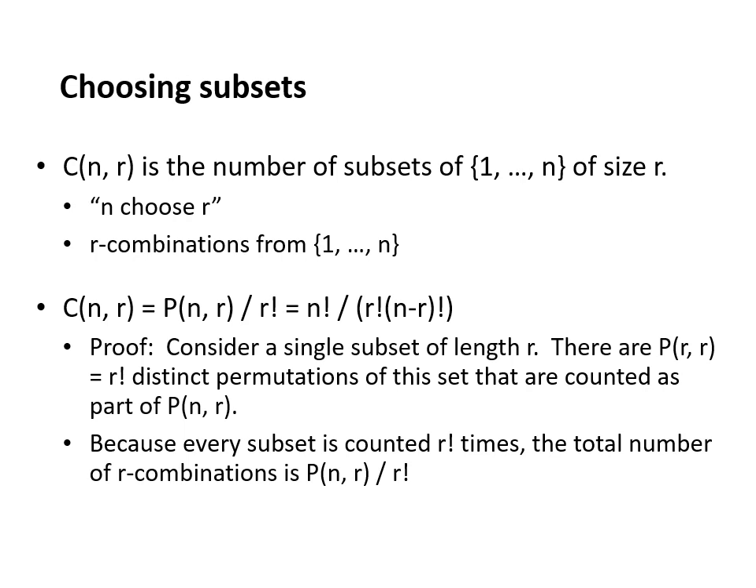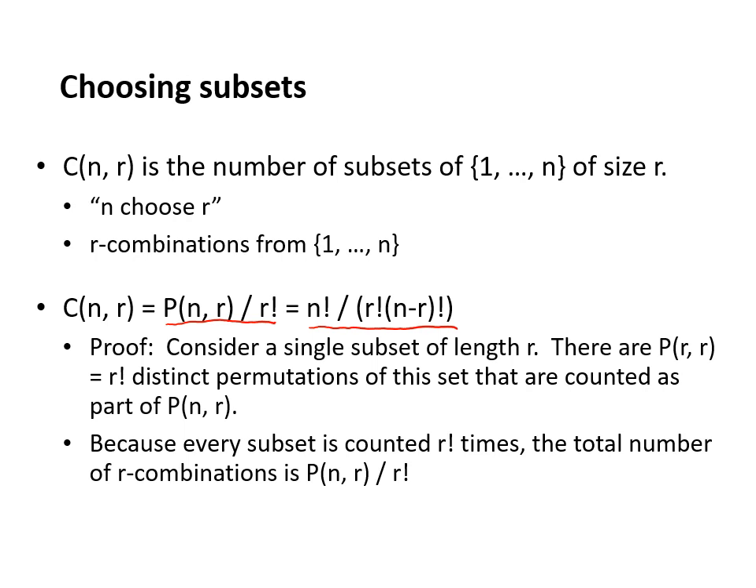So this concept is called choosing subsets. C of n, r is the number of subsets of a set of n elements of size r. We also read this as n choose r, or r combinations from this set. And C of n, r is equal to P of n, r divided by r factorial, which, when you work this out a little bit, is n factorial divided by r factorial times (n minus r) factorial.